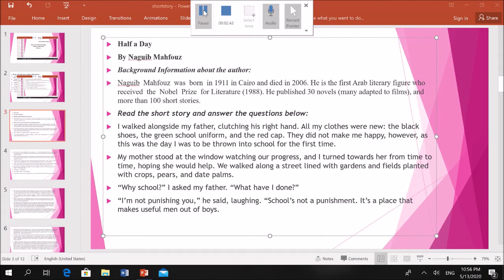My mother stood at the window watching our progress, and I turned towards her from time to time, hoping she would help. Then now the little boy moves to his mother, who was watching him from the window, and he was hoping that his mother would stop him from going to school.